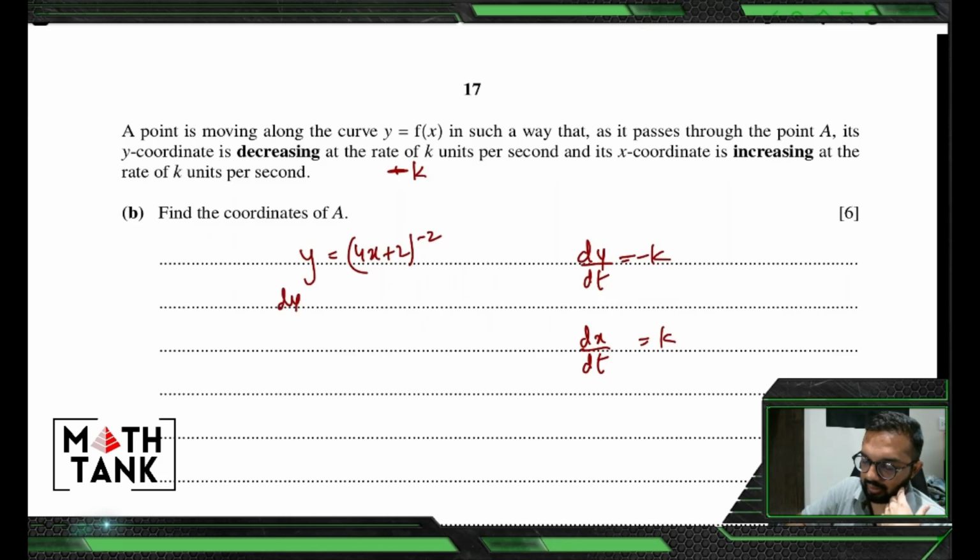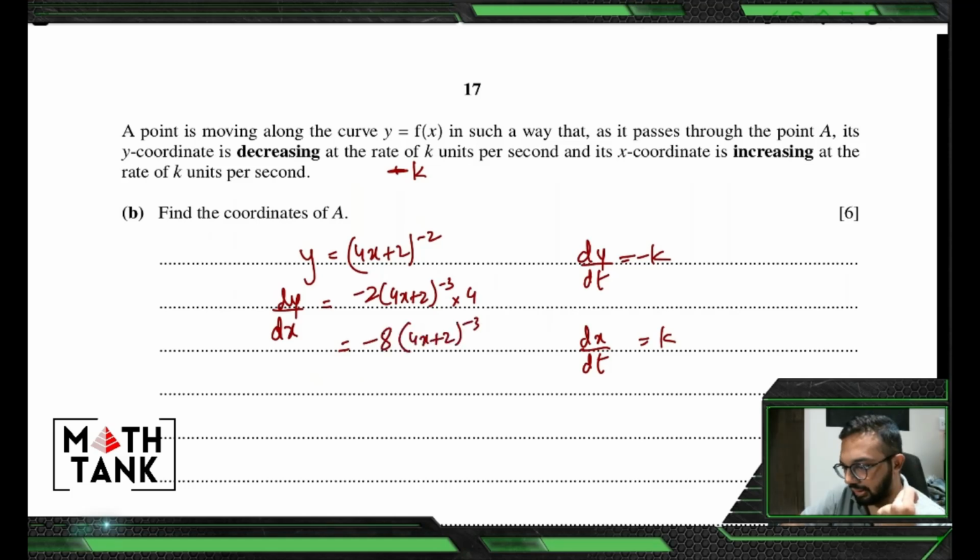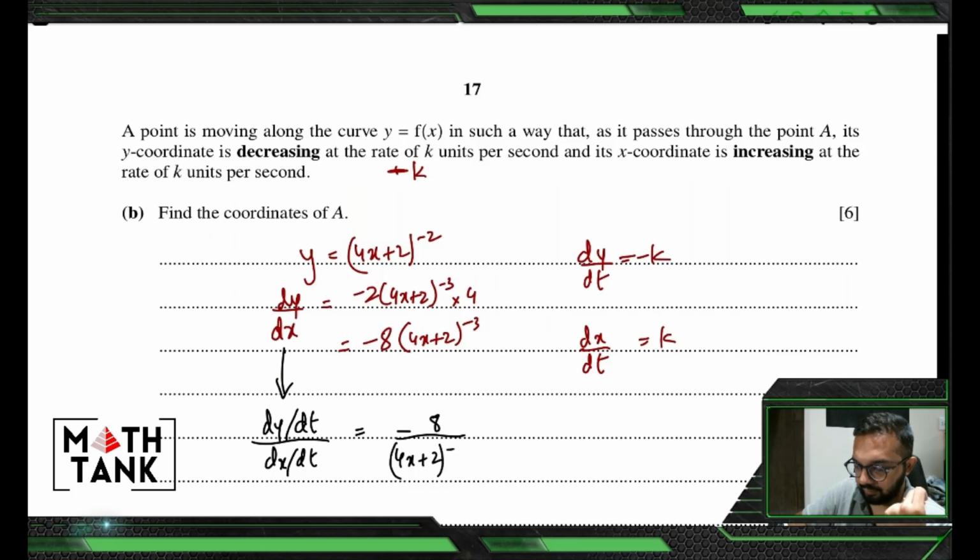So dy over dx is basically minus 2, (4x plus 2) power minus 3, into 4. So that's minus 8, (4x plus 2) power minus 3. Now I can break down this differential using the chain rule, such that the numerator also has a dt and the denominator also has a dt. So that is what I then have.